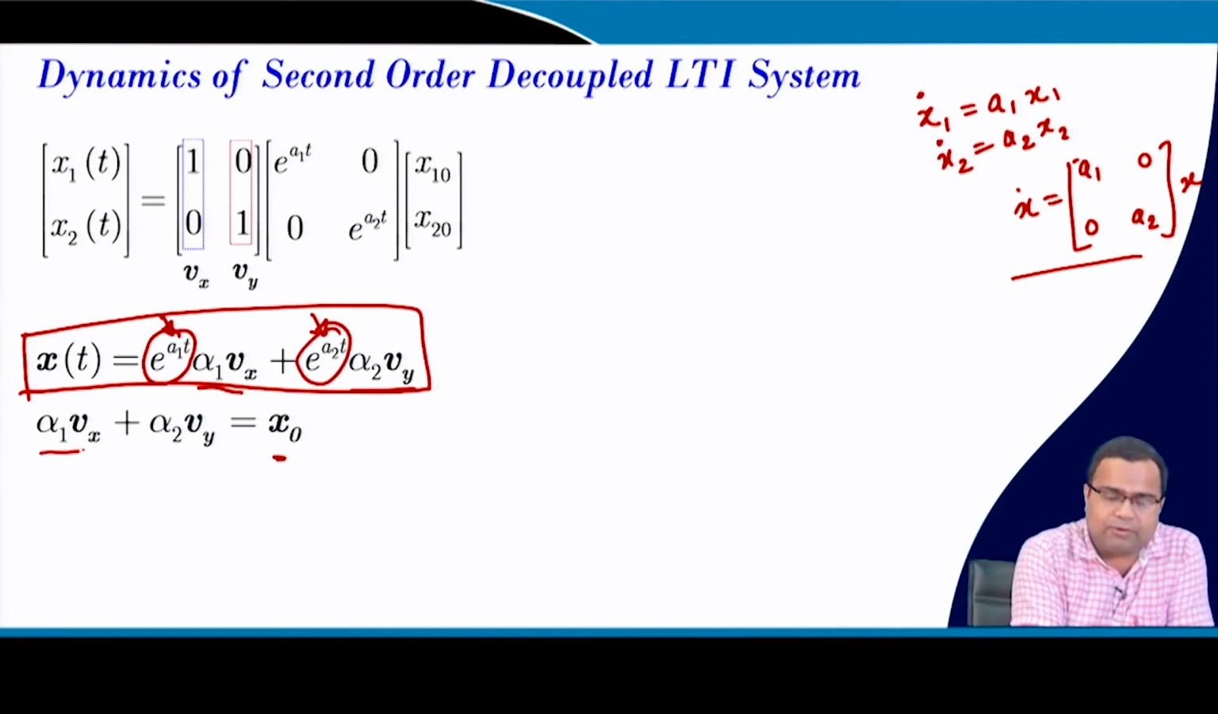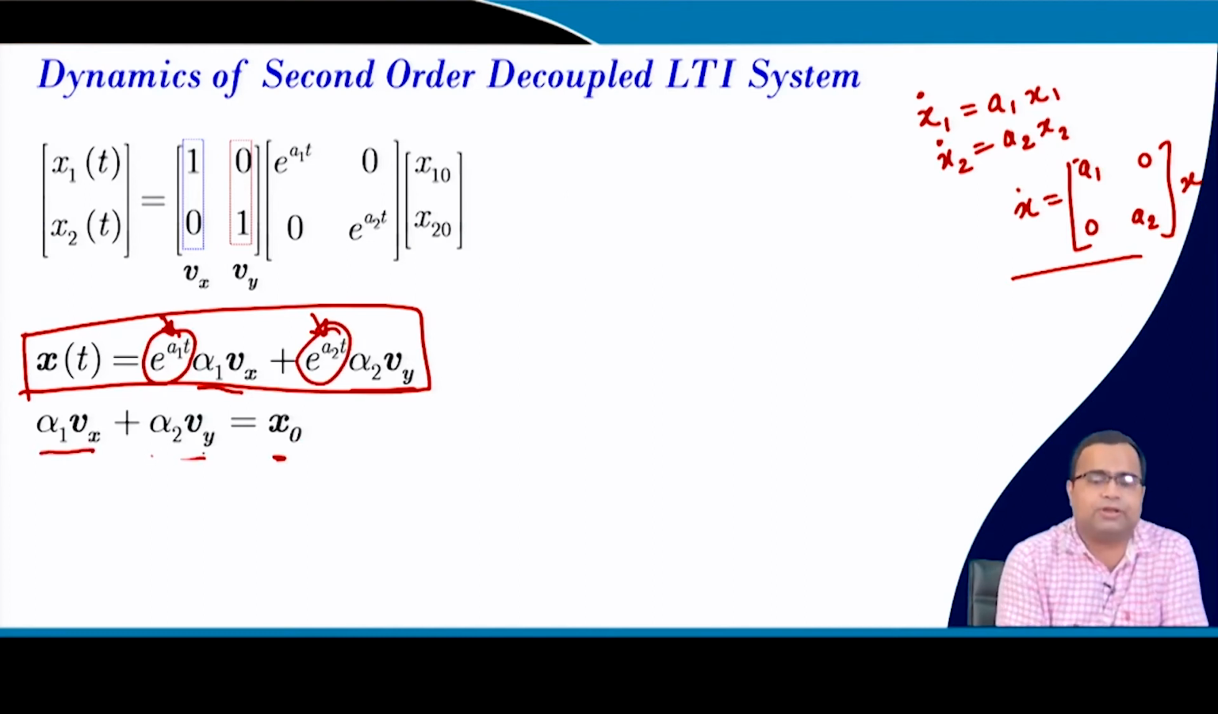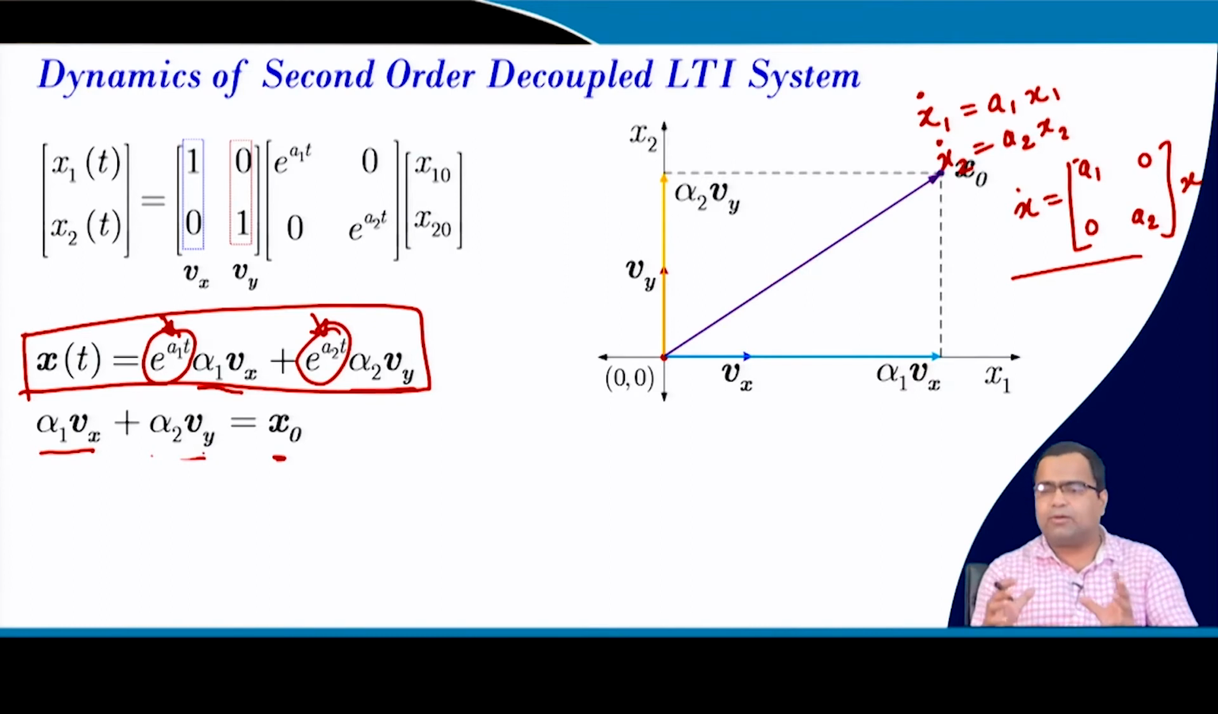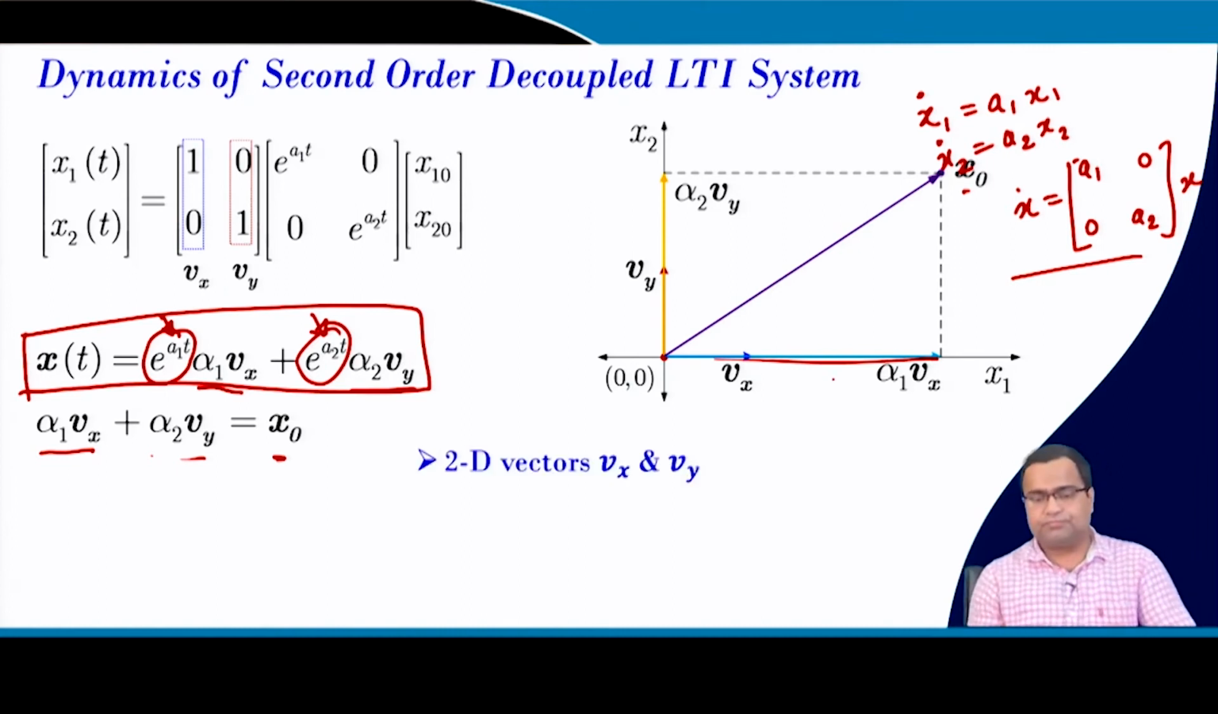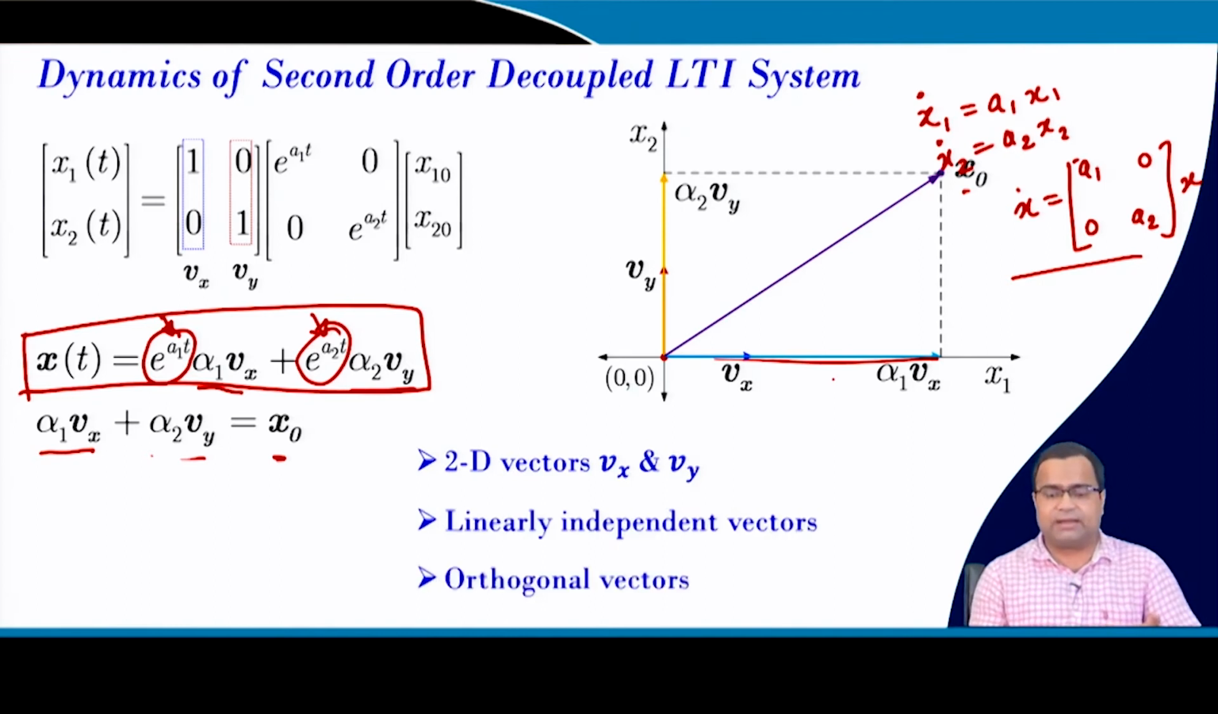So, it will be alpha 1 Vx plus alpha 2 Vy equals x0, and that we have already drawn, that we can draw this x0 vector by a combination of Vx and Vy by spanning them using scalar quantities alpha 1 and alpha 2. So, this Vx, Vy, the 2 dimensional vectors, they are linearly independent and orthogonal.